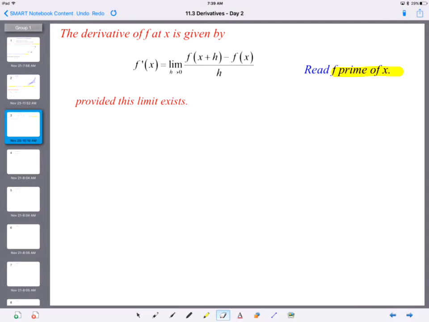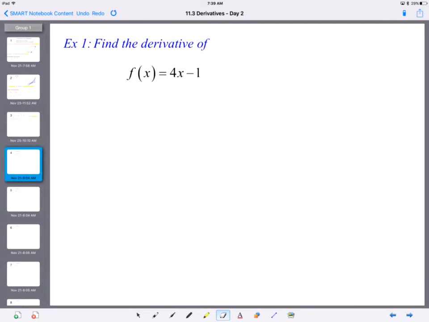Okay? And so now what we're going to do is take this opportunity to go through a couple of examples of derivatives and find them by definition. So we'll start first with this function. What type of function is this? This is linear. Alright, so we're going to find the derivative of this function.